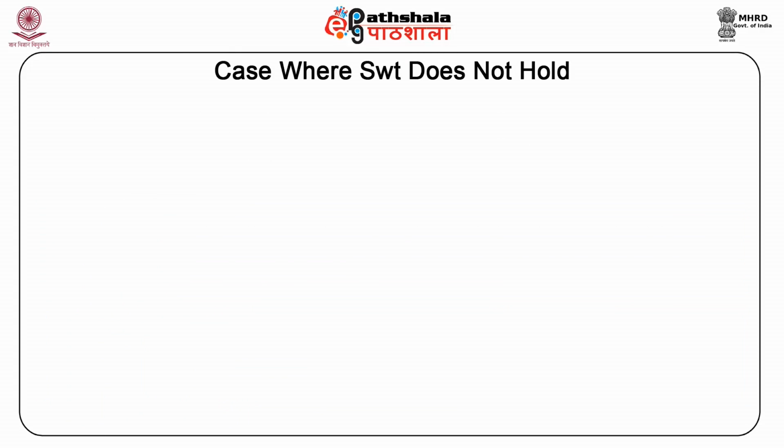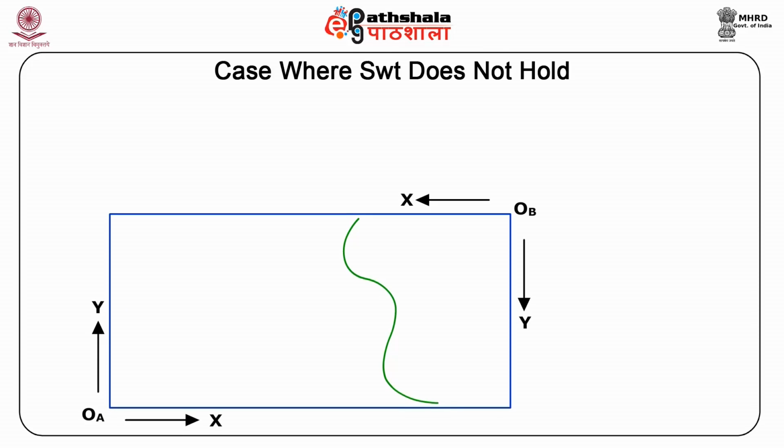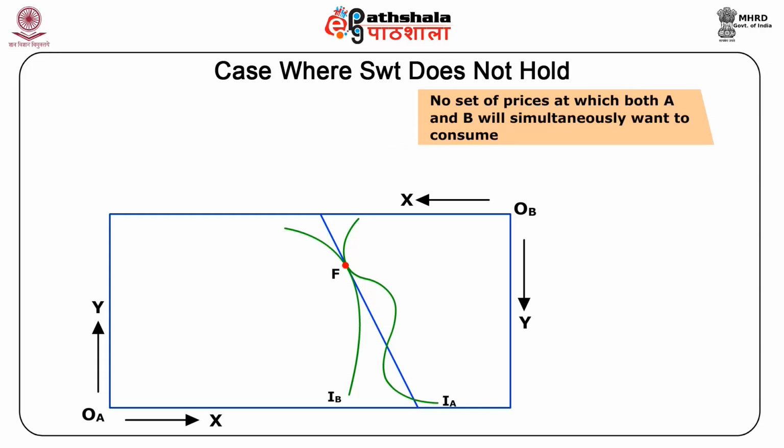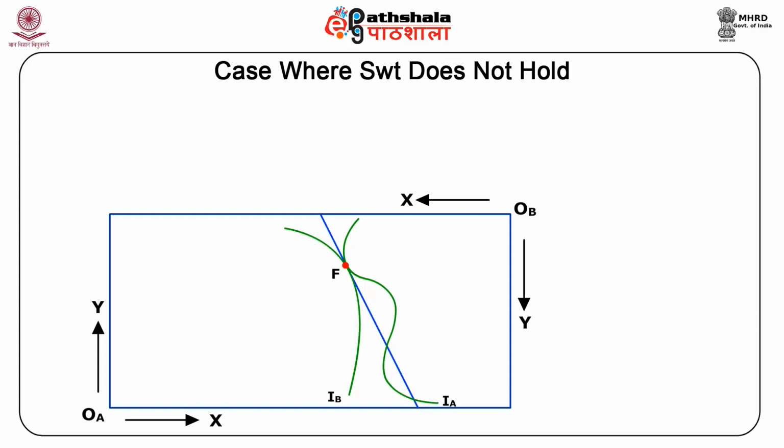Suppose out of the two individuals, A has non-convex preferences. Then a point like F can never be a competitive market equilibrium. In the diagram, F is Pareto efficient because A's indifference curve is tangent to B's indifference curve at F. But there is no set of prices at which both A and B will simultaneously want to consume at F. Suppose we dictate the price set as the slope of the common tangent at F.